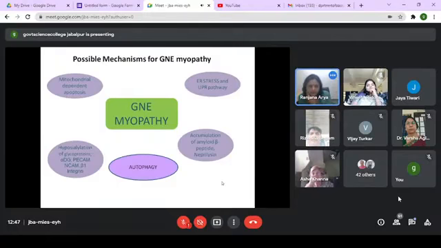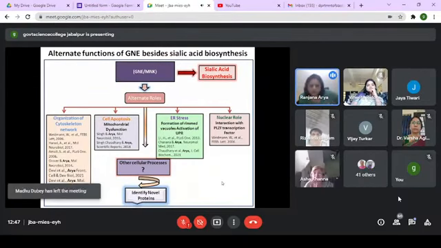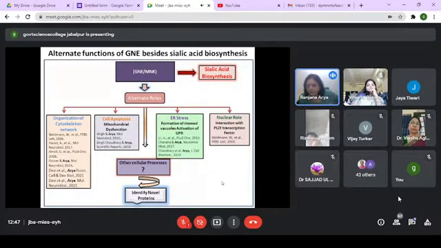Next, please. We are working on identifying alternate roles of GNE besides sialic acid biosynthesis, as we are seeing changes in the organization of the cytoskeletal network, there could be cell apoptosis, and an effect on ER stress and the UPR pathway and other cellular processes. If there are any, then we need to identify the novel proteins.